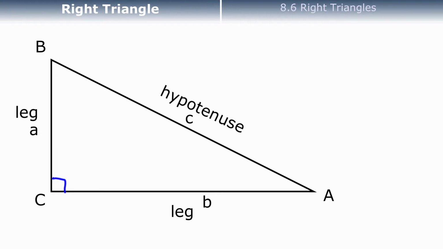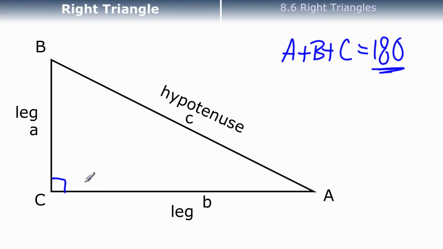Just as a point of note, if you want to look at the measure of the angles, all the angles in a triangle must add up to 180. Not just in right angle triangles, but all of them. But we won't use that fact here in this scribblecast.